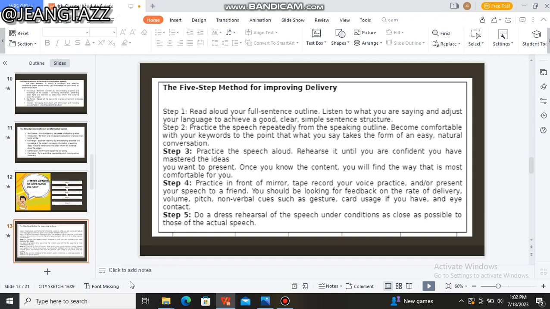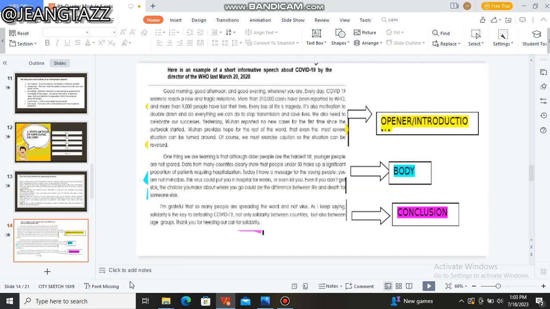Step 3, you need to practice your speech aloud. You can find someone. You need to master it. And then step 4, you can practice in front of the mirror. You need to record your voice, and maybe you need to get a friend to listen to your speech and comment on it. And last one, step 5, after all the steps, you need to have a dress rehearsal. Okay, so that's it.